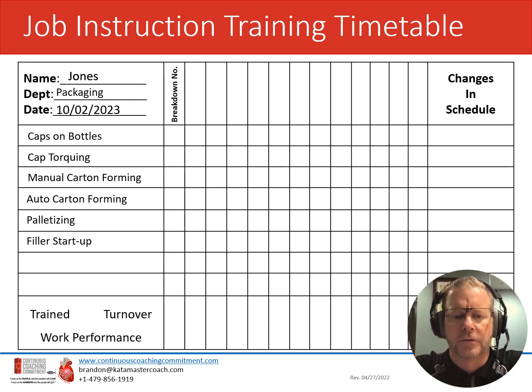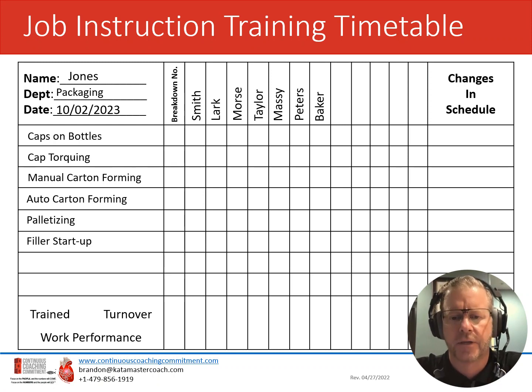Once she had made those, she decided to look at her workers and list them across the top. There was Smith, Lark, Morse, Taylor, Massey, Peters, and Baker. Next, she went and evaluated each person's skill on whether they were fully trained or not. Smith was fully trained on all of the jobs.